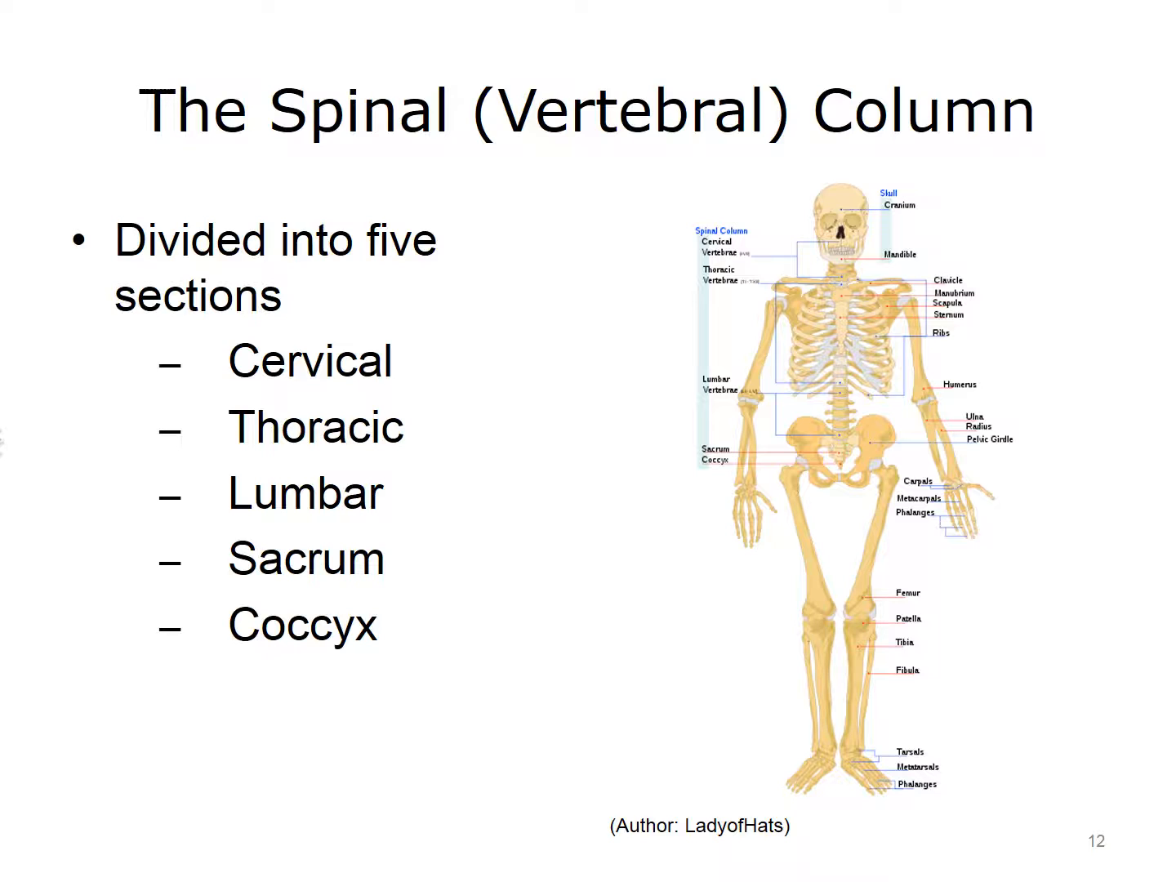It is also known as the spinal or vertebral column, and is divided into 5 sections: cervical, thoracic, lumbar, sacrum, coccyx. The cervical vertebrae are in the neck. The thoracic vertebrae are in the chest. The lumbar vertebrae are in the lower back. The sacrum is a group of 5 fused vertebrae. The coccyx, or tailbone, is a group of several small fused vertebrae.